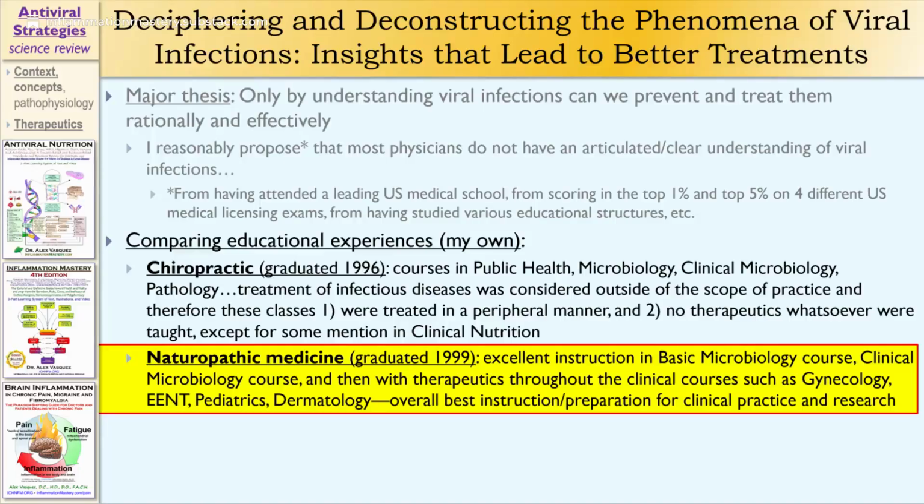After chiropractic college, I immediately went to naturopathic medical school. I graduated from that school in 1999, about 3.5 years later. I was given some credit for previous education in anatomy, physiology, and pathology. That's why I was able to do a 4-year program in 3.5 years.